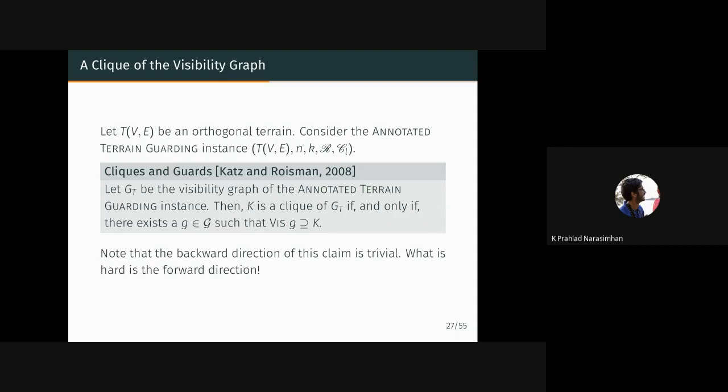Note that the backward direction is fairly trivial. If there exists a guard which sees all of K, then it is clearly a clique, because if I take any two points, there exists a guard G itself which sees both of them. Therefore, they will have an edge in GT. Since it is true for any pair in K, it is a clique. What is hard to prove is the forward direction. I am not going to prove it, but trust me that this claim is true.